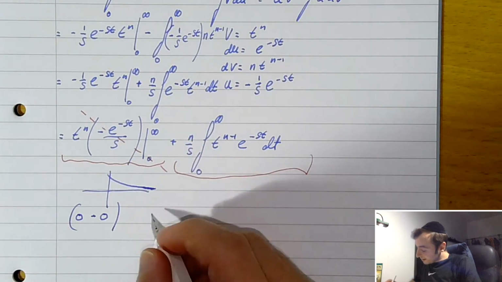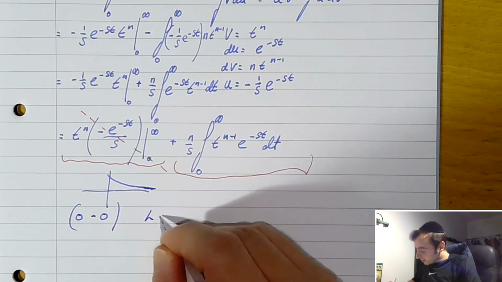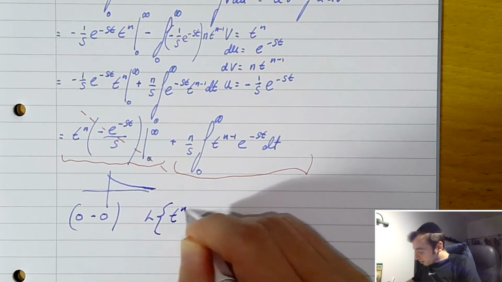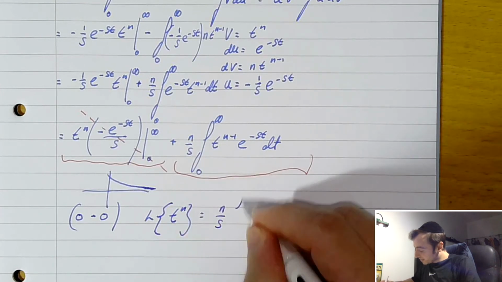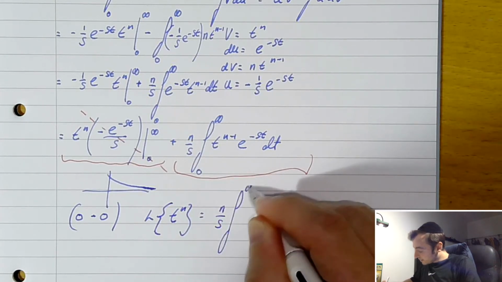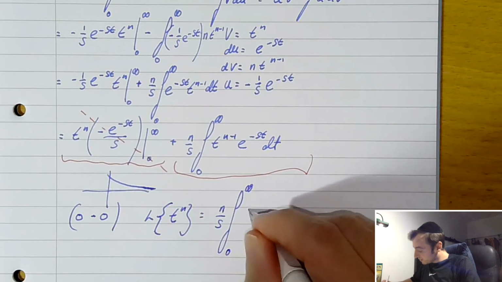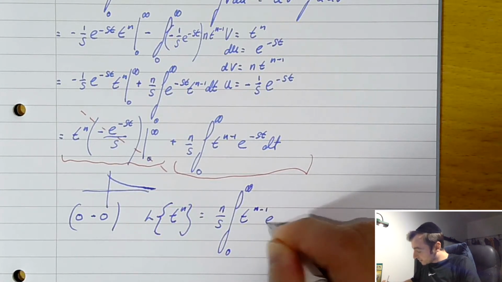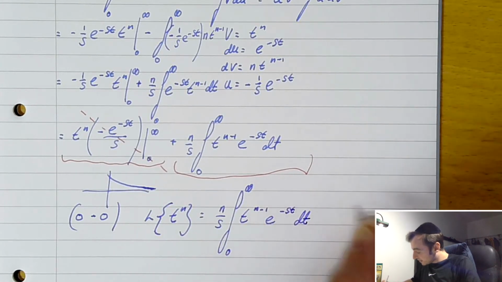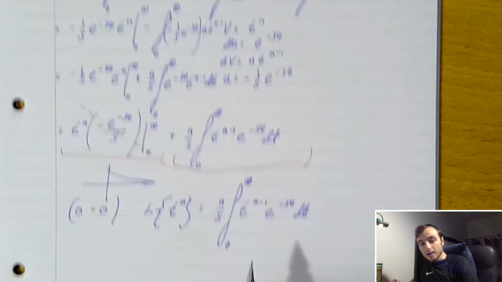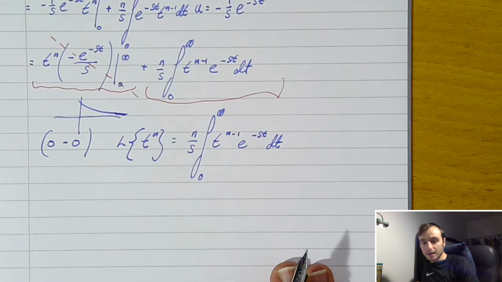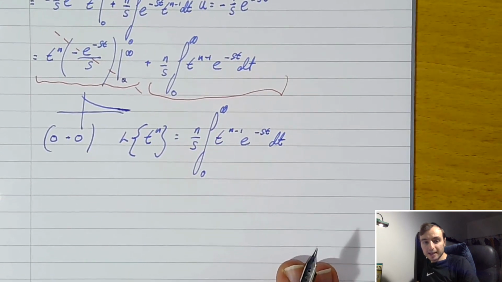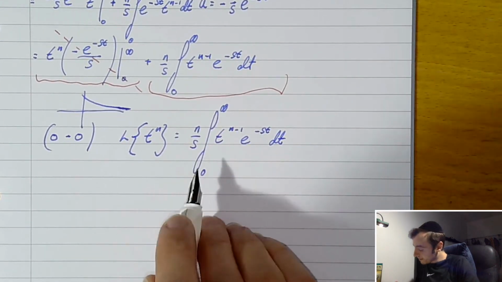So we're now left with saying that the Laplace transform of t to the power of n is simply going to be n on s. It's just going to be this thing over here, times the semi-infinite integral between positive infinity and 0 of t to the power of n minus 1 e to the minus st dt. Okay, let me just wind it up a bit so you can see that. Okay, so that's what we have so far.